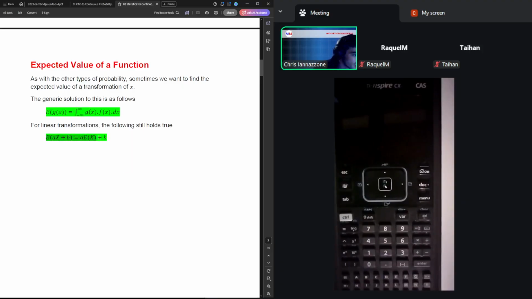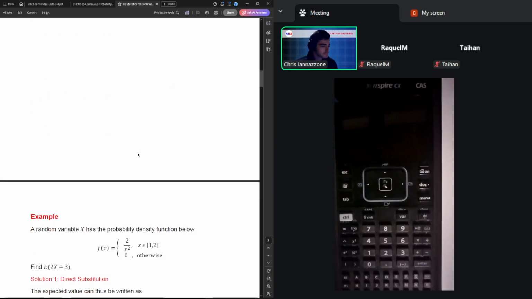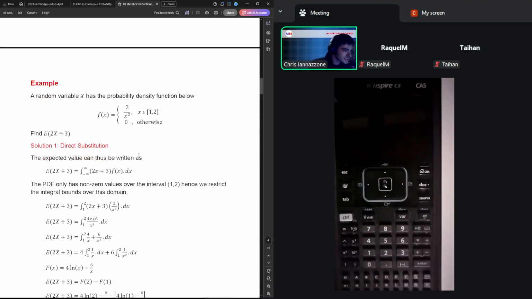For linear, there's also a further simplification where instead of doing function times function in the integral, if that function is linear, then you can solve your E of x, your mean, as normal, and then just multiply by whatever the a coefficient is and add whatever the b coefficient is. Here's an example of that.